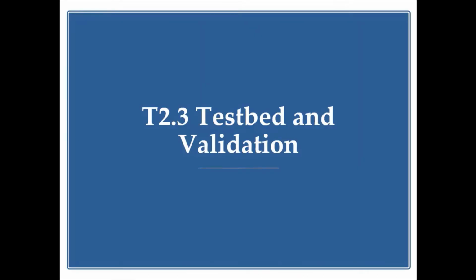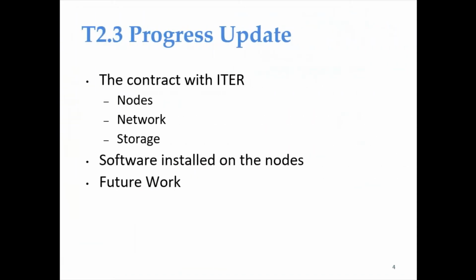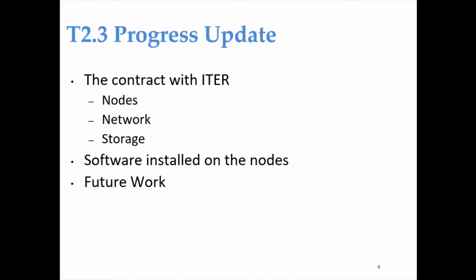Let's describe our progress in the task 2.3, testbed and validation. We will talk about the contract that we had with ITER for the definition of our nodes, the software that we have installed so far in the nodes, and the future work that we expect to do in this task.